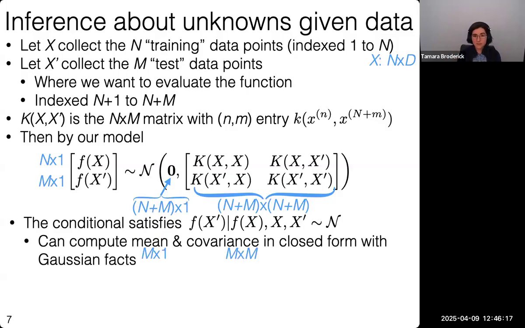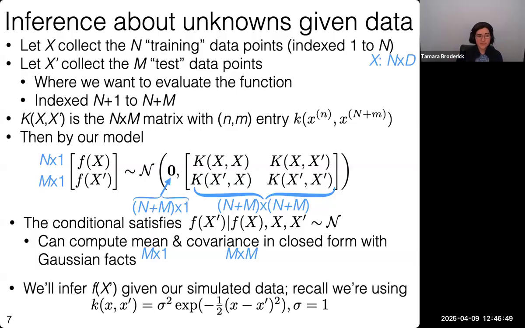Now, I'm not going to work out together what exactly its mean and variance are as functions. It'll have a mean vector and a covariance matrix. You can work these out in closed form. I will point you to books where you can see this worked out. You can compute these with Gaussian facts. This is just taking this big joint multivariate Gaussian of f of x and f of x prime, and using known facts about what the conditional within that looks like.